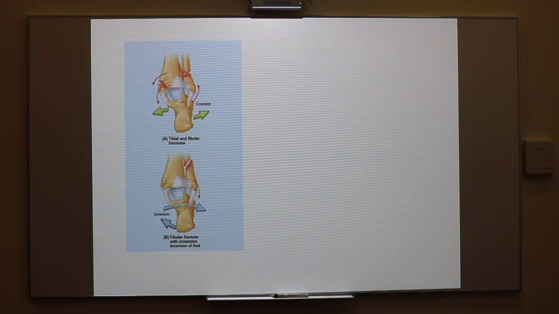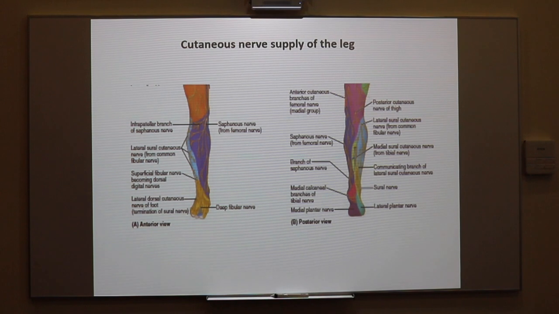Within 2 months, you need to be careful because these ligaments do not heal so well.